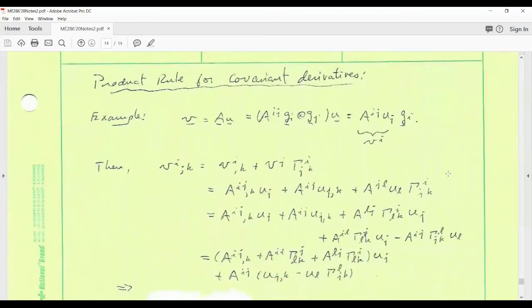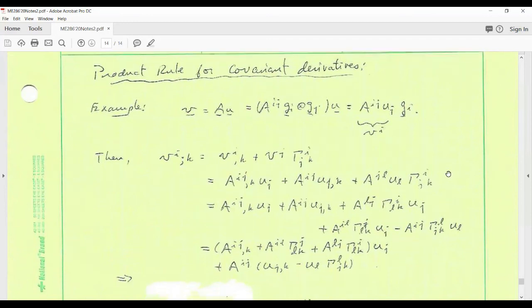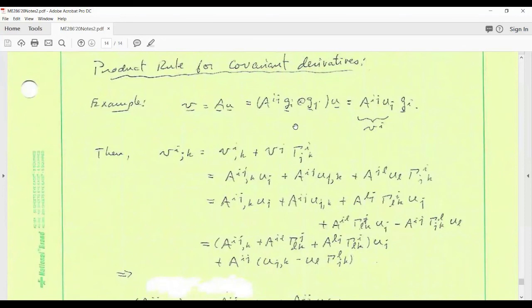While we're on the subject of covariant derivatives, let's return to that discussion. We can prove a very important product rule for covariant derivatives. So covariant differentiation obeys the so-called Leibniz rule or the product rule that we're accustomed to for conventional derivatives. So this is a very important and useful property. Let's demonstrate this by example.